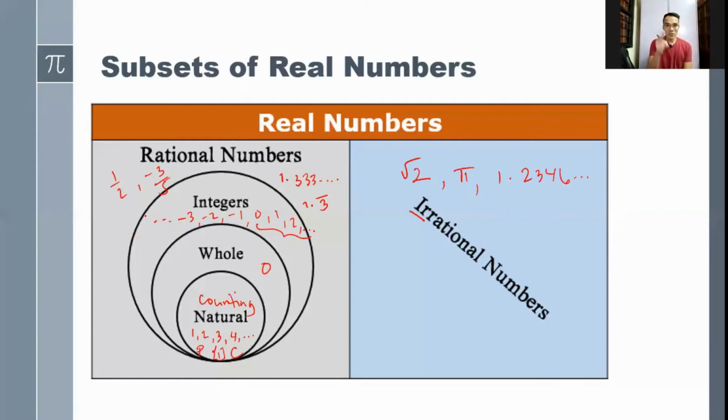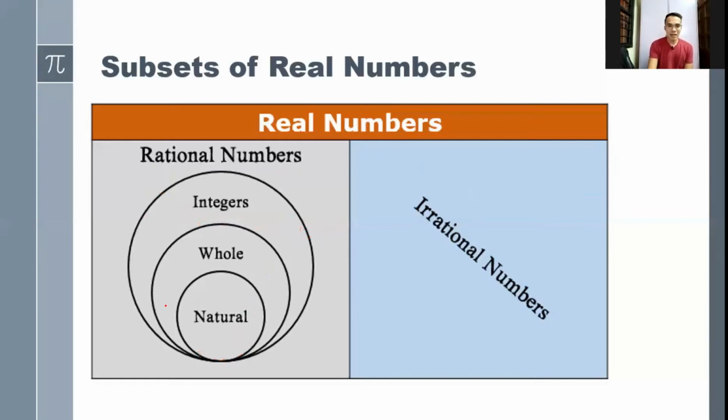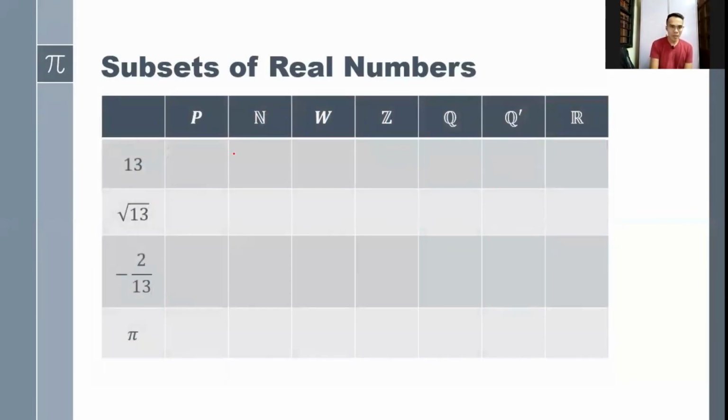Take note of those statements because I'm going to ask you whether a statement is always, sometimes, or never true. And this diagram will help you answer that kind of question. Let's have some examples. In this table, P stands for prime, N stands for natural or the set of natural numbers, W the set of whole numbers, Z the set of integers.